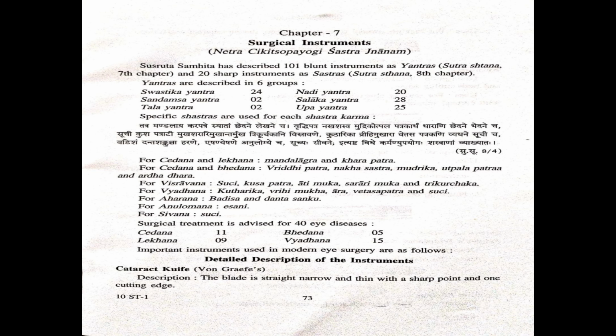Cataract knife, von Graefe's. Description: the blade is straight, narrow, and thin with a sharp point and one cutting edge. Uses: for making the corneal section ab interno during cataract extraction. Figure 1: von Graefe's cataract knife.